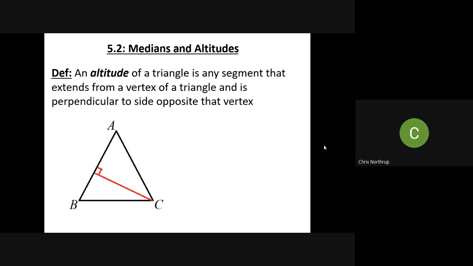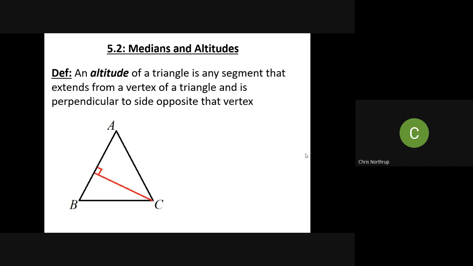So an altitude we typically think of as a height, and that's not totally wrong, but more specifically, it's going to go from one vertex and it hits the other side at a right angle. So it may or may not hit a midpoint. It really doesn't matter where it hits that other side, but it just has to hit at a right angle. So that's an altitude there from C hitting AB.